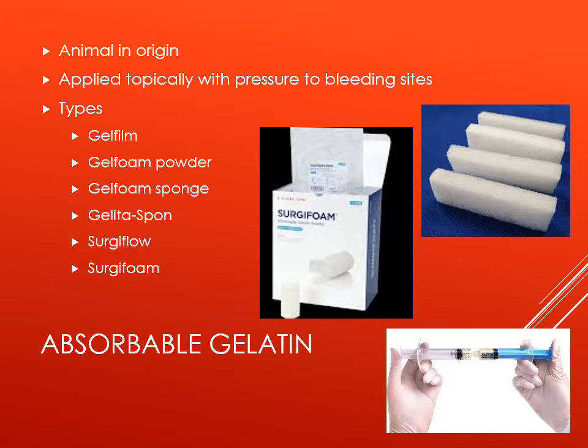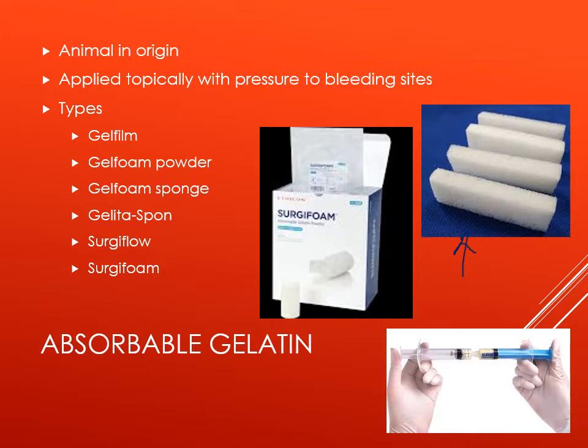But if you look up at this first one over on this top right, this is going to be gel foam. So it's kind of a stiff sheet, and typically you're going to soak it either in thrombin, which we'll talk about later, or just normal saline, and then it becomes more pliable, and you can cut it into different sizes before you do that.